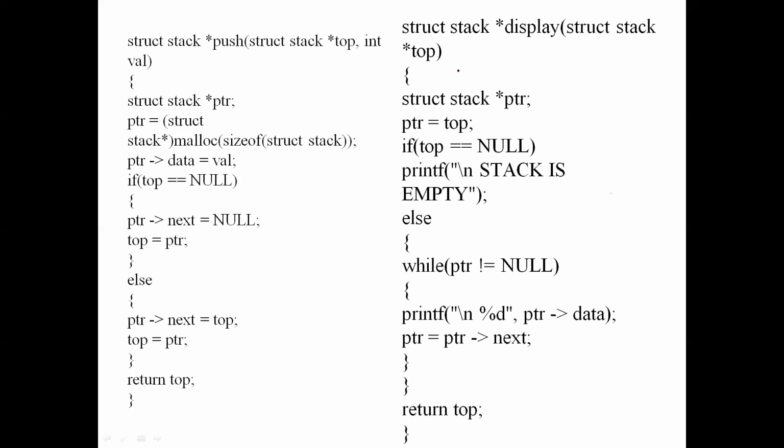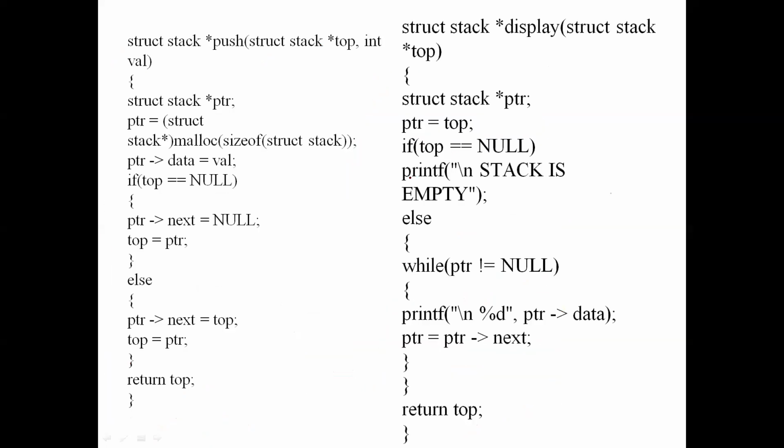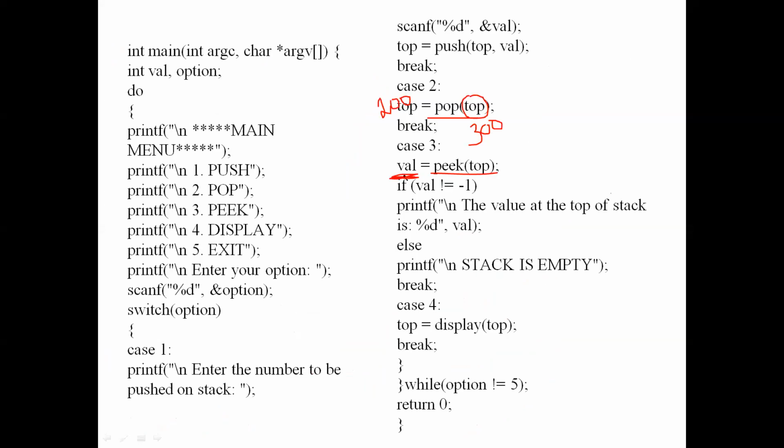See, the peek function is returning what? Return top data. Top data is an integer value that you know very well. Top next is a pointer variable, but we are returning top data, an integer. That's why you write integer here. So you are returning an integer value, and it is stored in the integer variable val. 30 or 20 is stored in the value and you are printing it.